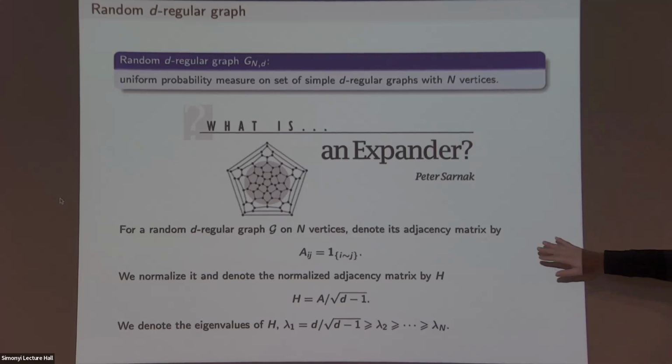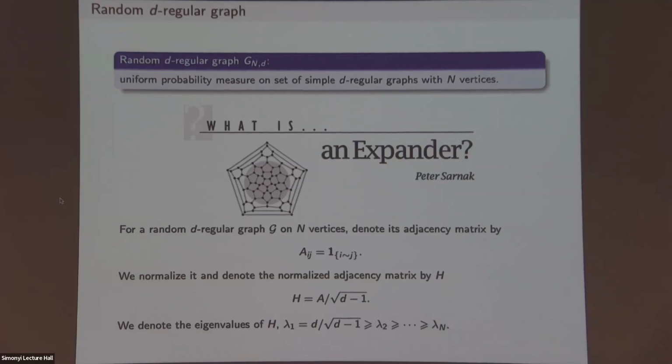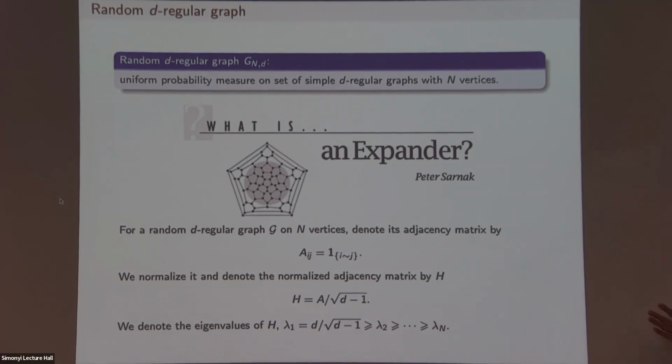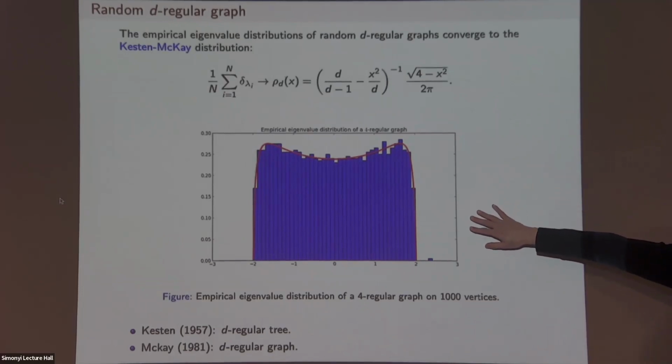In our setting, we look at a random d-regular graph and encode it by the adjacency matrix A. It is a 0-1 matrix, and the row sums and column sums are both d. So it has a trivial eigenvector (1, 1, ..., 1) associated with eigenvalue d. For our purpose, we further normalize the adjacency matrix by the square root of d minus 1. Then the largest eigenvalue becomes d over the square root of d minus 1, and in this normalization, all the other eigenvalues are roughly on the interval from minus 2 to 2.